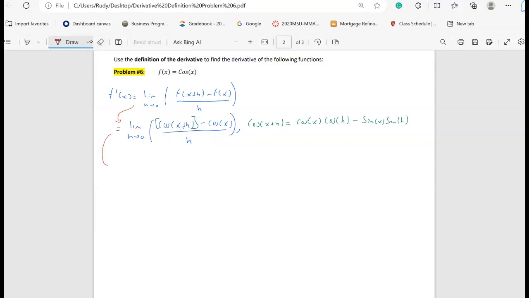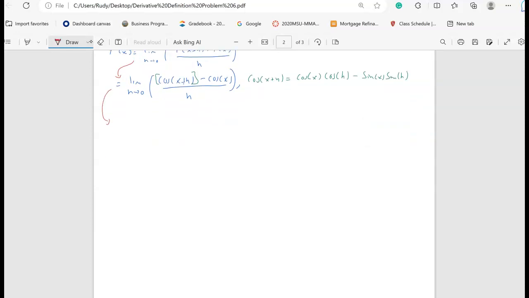And let me rewrite it. So we still have the limit. This is equivalent to the limit as h approaches 0 of the values of cosine of x, cosine of h, minus the values of sine of x, sine of h, and then don't forget the minus the cosine of x, all over your h value.